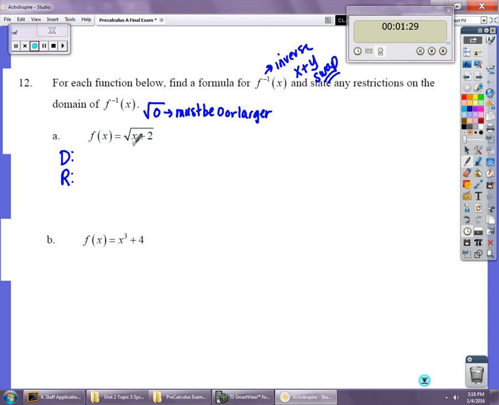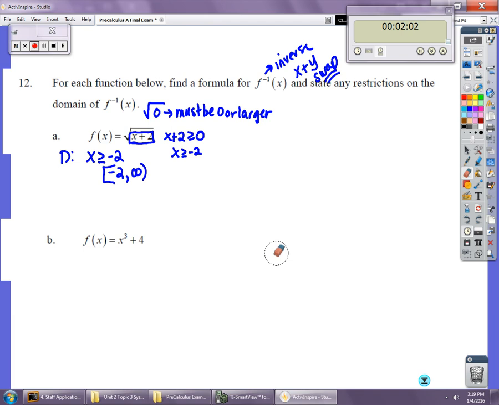Okay, so if I take a look at this one, what I have underneath here is x plus 2. I know that has to be greater than or equal to 0 when I plug in an x. So if I subtract that 2 over, I can put in anything I want as long as x is greater than or equal to -2. You can also write it as -2 to infinity, if you prefer.